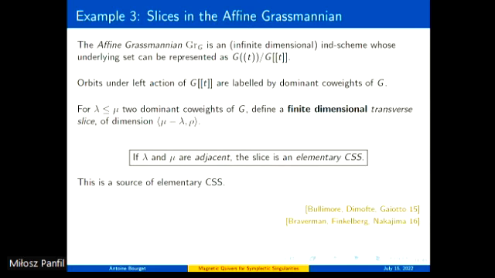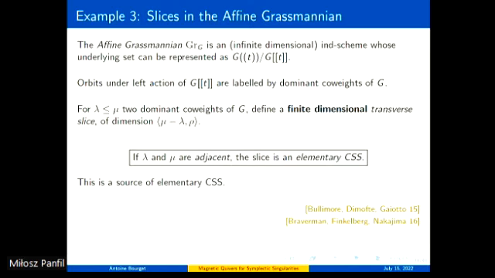The interesting bit for us is that there are actions of a certain group, the group G of T here, acting on this, and there are orbits which are labeled by dominant co-weights of the starting group G. And these dominant co-weights are partially ordered. We say that one is lower than the other if the difference is a positive integer combination of co-roots.